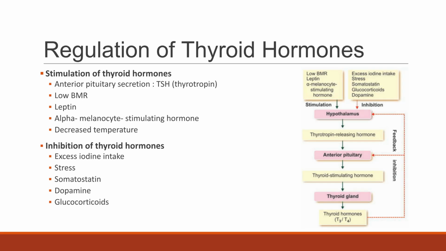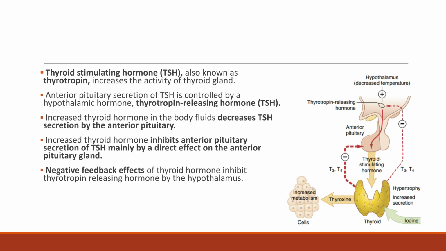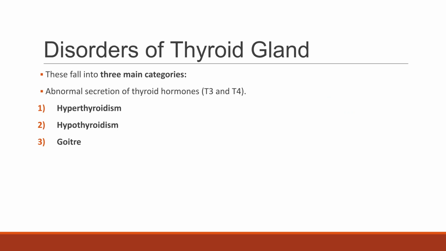Thyroid hormone secretion is stimulated by TSH from the anterior pituitary, low BMR, leptin, alpha-melanocyte-stimulating hormone, and decreased temperature. Inhibition occurs with excess iodine intake, stress, somatostatin, dopamine, and glucocorticoids. TSH increases the thyroid gland's activity and is controlled by hypothalamic thyrotropin-releasing hormone. Increased thyroid hormone decreases TSH secretion via a negative feedback loop, acting directly on the anterior pituitary and inhibiting thyrotropin-releasing hormone in the hypothalamus.